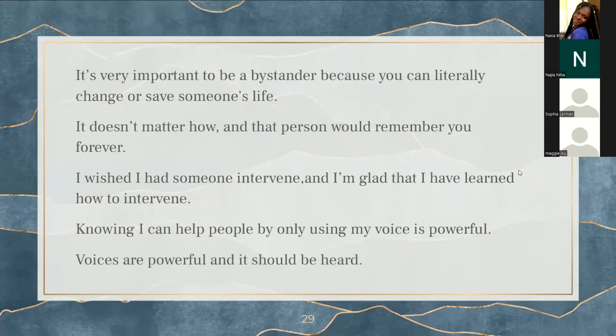And it's really important to be a bystander because you can literally save someone's life. It's not figurative language, you can impact someone's life, and it doesn't matter how, but that person will remember you forever. So that's a good side of it. I wish someone would have intervened, and I'm glad I learned how to intervene. Knowing that I can help people by using my own voice is powerful. And voices in general are powerful, and they should be heard.